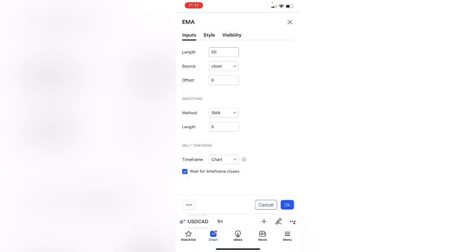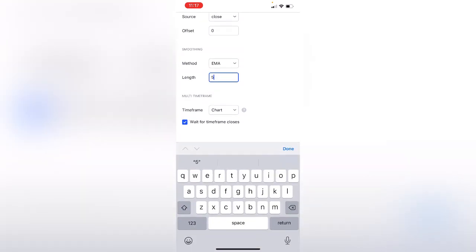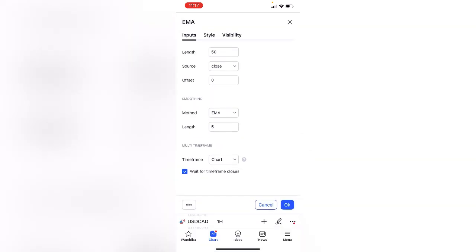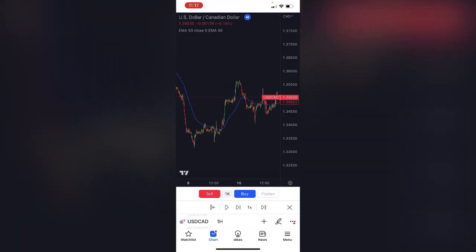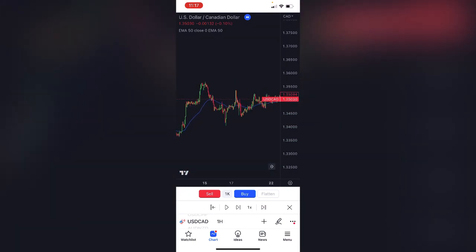So all we want to do then is go to SMA, change that to EMA, and then change this to, once again, 50, like so. And then we're going to press OK. And what this will do now is take the last 50 candles and give you an average movement of price.